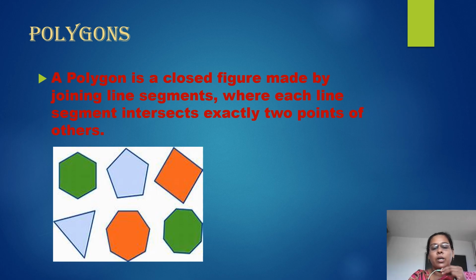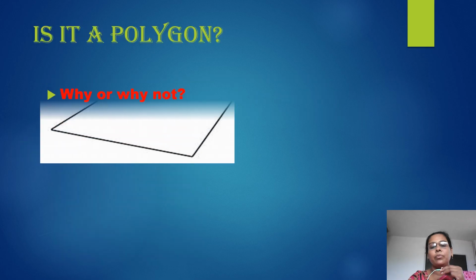Now see the figures. In these figures, all these figures are closed figures and made up of line segments. And if you check the intersecting point of each and every side of a figure, every side of the figure intersects exactly in 2 points, which means we can say that all these are polygons.